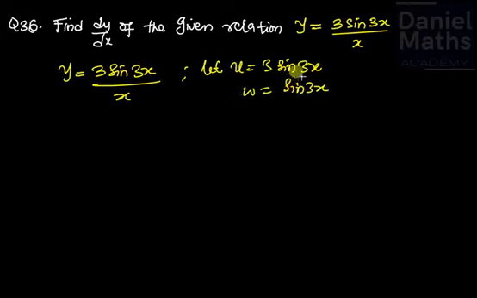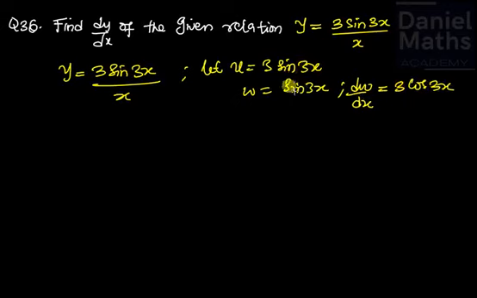Okay, now what this is going to give me here is that I'm breaking this part into two functions. So if this is this, then it therefore means that dw over dx is going to give me 3 cos 3x.